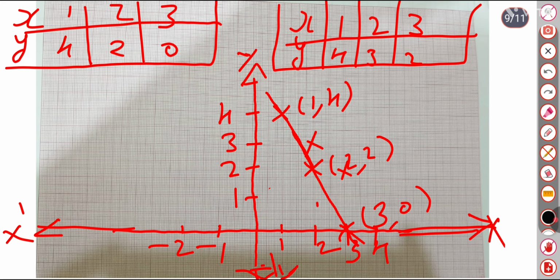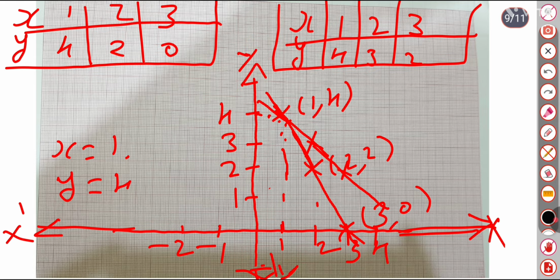If I join this, it comes like this. So what is the answer? Both where it will join, that is the answer. So x is equals to 1 and y is equals to 4 is the answer.